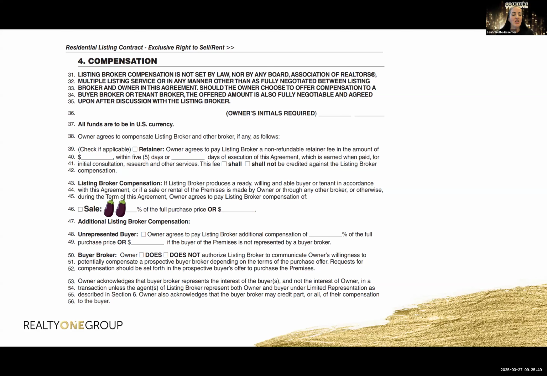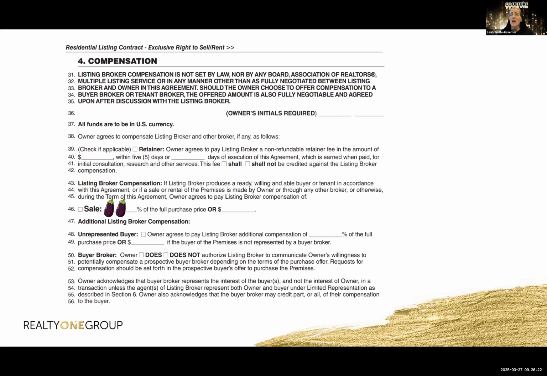Additional listing broker compensation. Unrepresented buyer. Okay, I'm going to preface this with, I would strongly encourage all of you to have something on this line. Unrepresented buyers are becoming far more common, which we suspected would be the case because they've been misinformed as to how the new rules work as far as getting representation for a transaction. And they believe that they can save money or that they wouldn't have to pay a buyer broker if they go this route directly through the listing agent. So make sure that you're prepared for that.